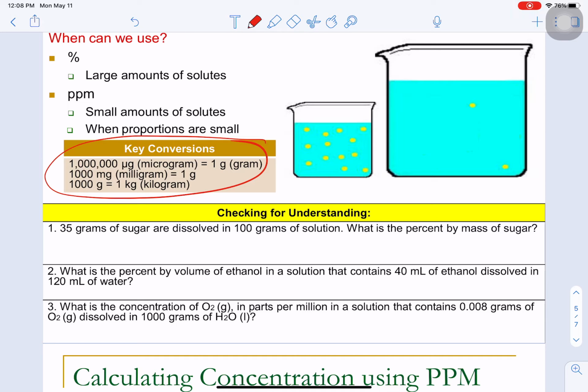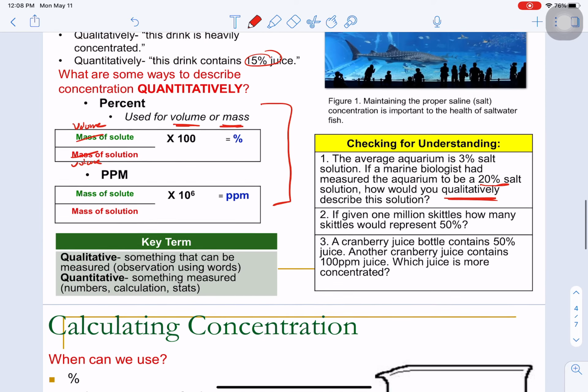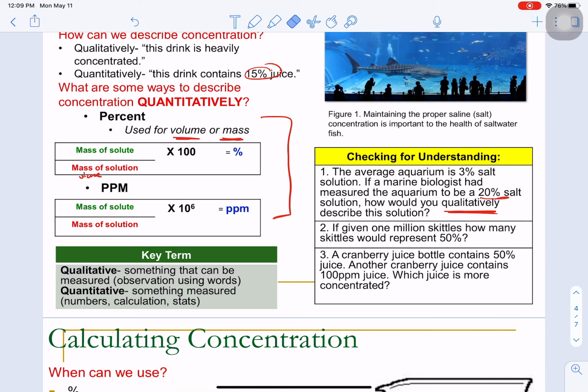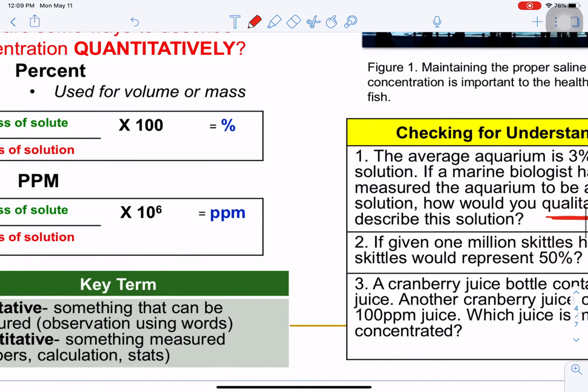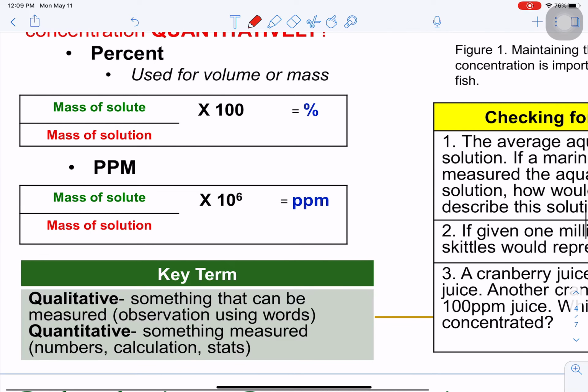Now, let's go over these checking for understanding questions, because I know some of you had questions on this. Okay, so number 1, it says 35 grams of sugar are dissolved in 100 grams of solution. What is the percent by mass of sugar? Okay, well, how do we find percent by mass? Going back. Here we go. Percentage is the mass of the solute over the mass of the solution times 100.